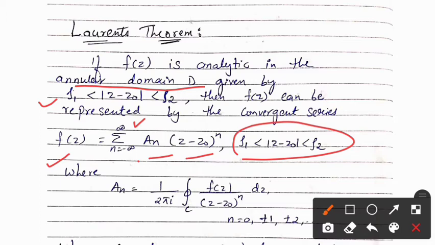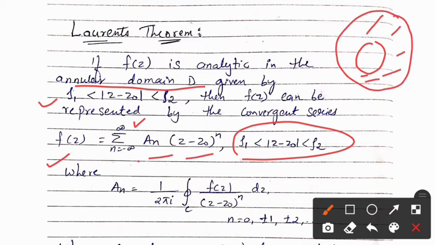Now see, what is the annular domain or annular region? If this is one circle and this is the another circle, then the region between these two circles is called annular domain, right?